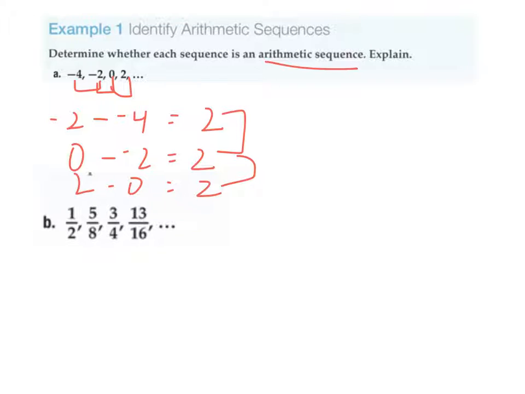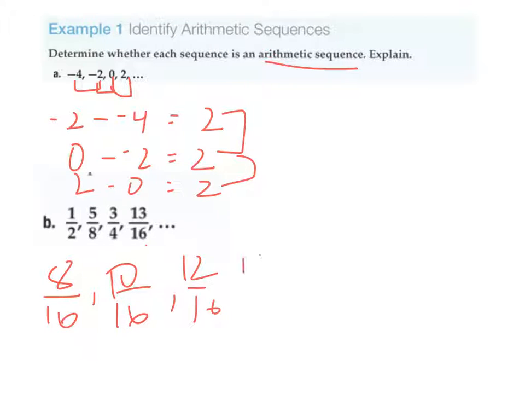Now with fractions, we need to find a common denominator. In this case, the common denominator is 16 because that's our highest denominator. So this is 8/16, this is 10/16, this is 12/16, and this is 13/16.